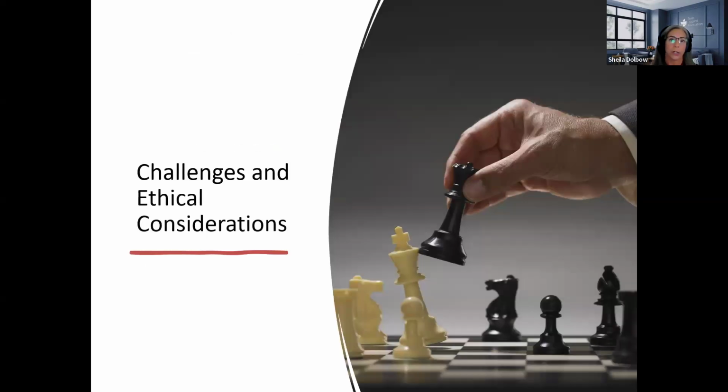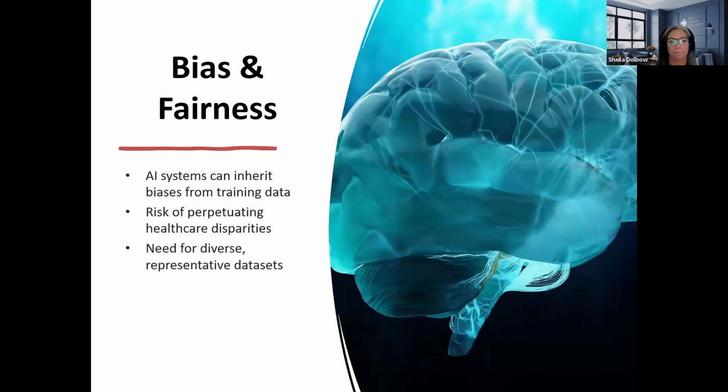So we have to consider in all of these things that look at some positive impacts of AI, we still have to consider our challenges and our ethical considerations because there is a lot around AI. Where does it go? How far does it go? And then how do we manage it?